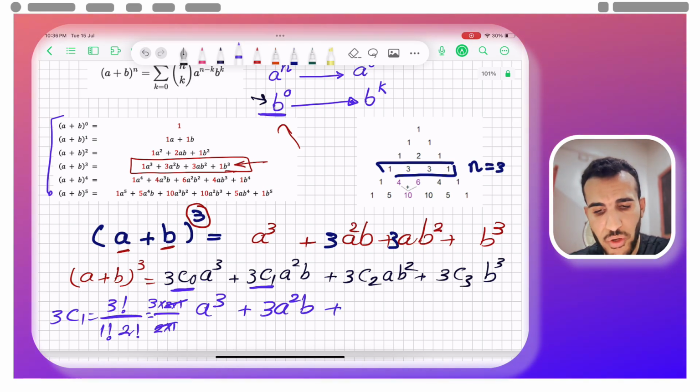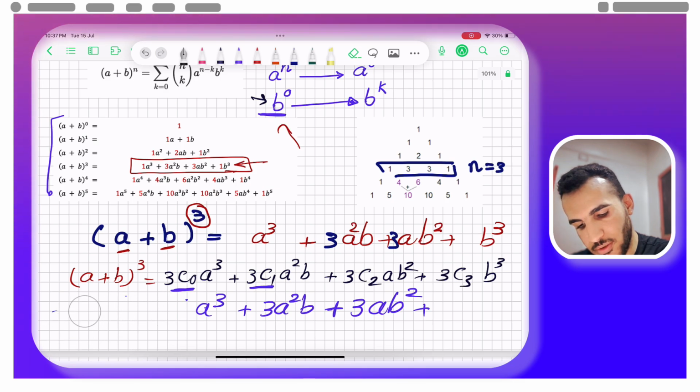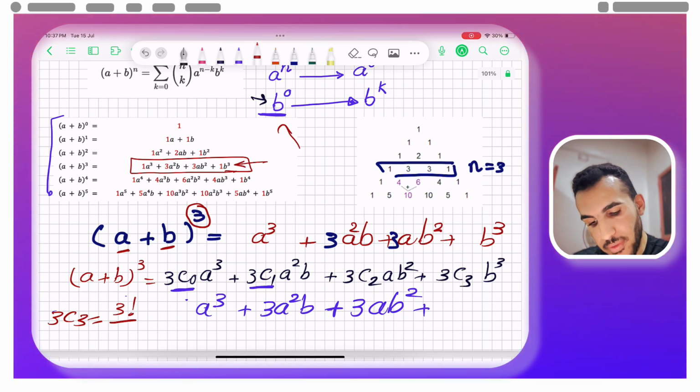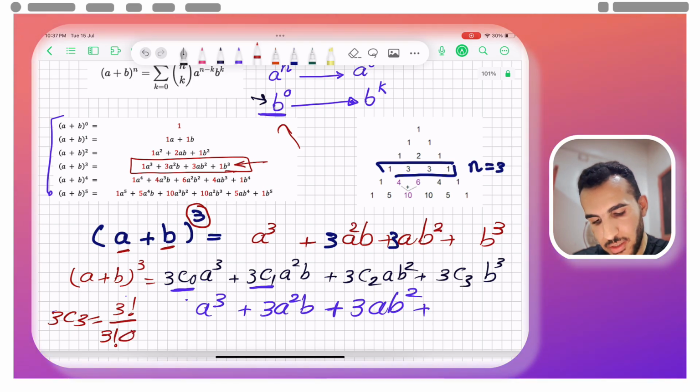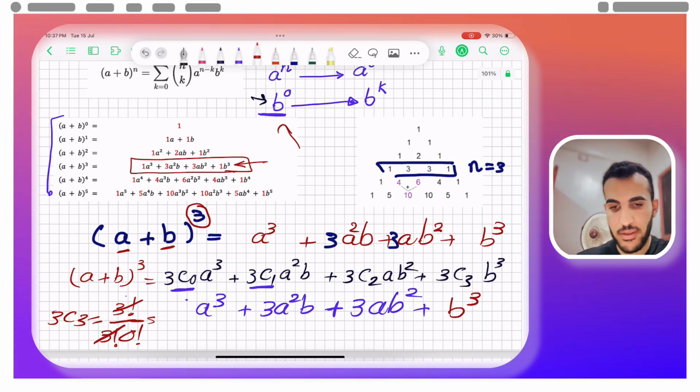And the third one, in the same way, you can solve it. It will be 3ab power 2. Plus, let's write the last one. The last one, we have 3 choose 3, which would be 3 factorial over 3 factorial and the factorial of 3 minus 3, which is 0 factorial, so they are the same. I'm going to cancel this with this, and it will be 1 also, so there will be b power 3.